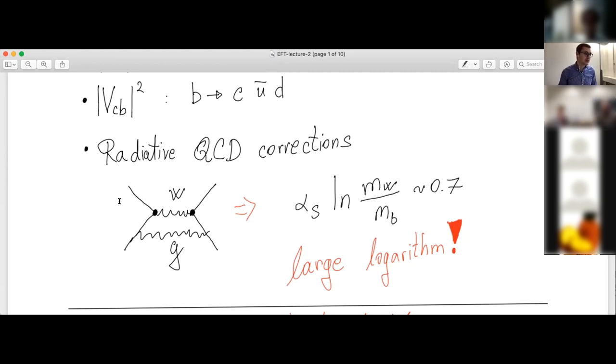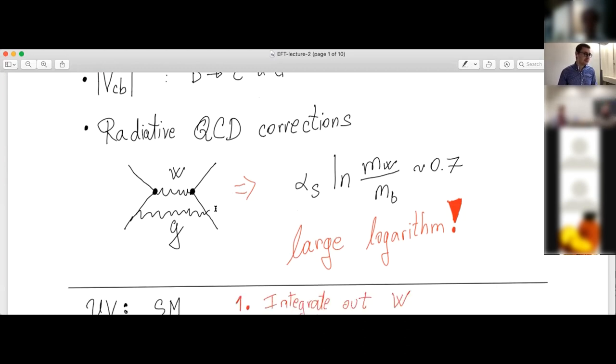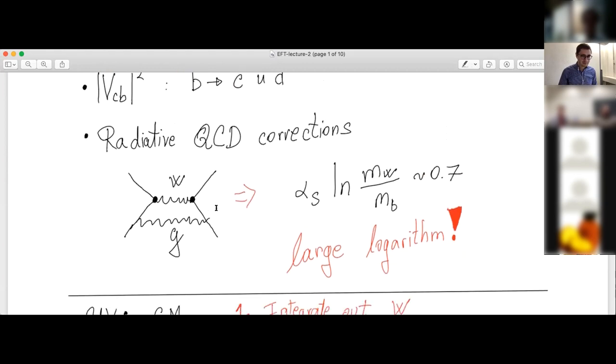So you see, if you were to calculate in the full theory, you do one loop and then you add two loop, and you see this big parameter, it would be a large correction, and then three loop and so on. It would be a very, very poorly converging series. So the effective theory will help us to solve this problem.